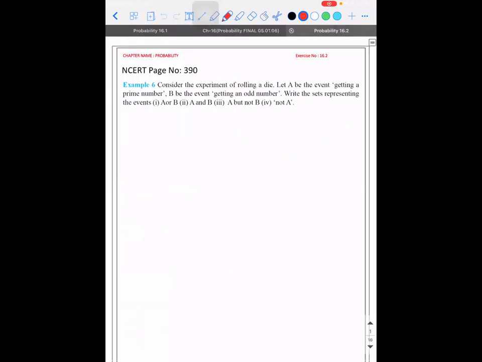Yes. So, first, let's do this problem. Consider the experiment of rolling a die. As soon as you see rolling a die, write down the sample space 1, 2, 3, 4, 5, 6. Now we will read the remaining part of the question. Let A be the event of getting a prime number. So what will event A contain? 2, 3, 5.